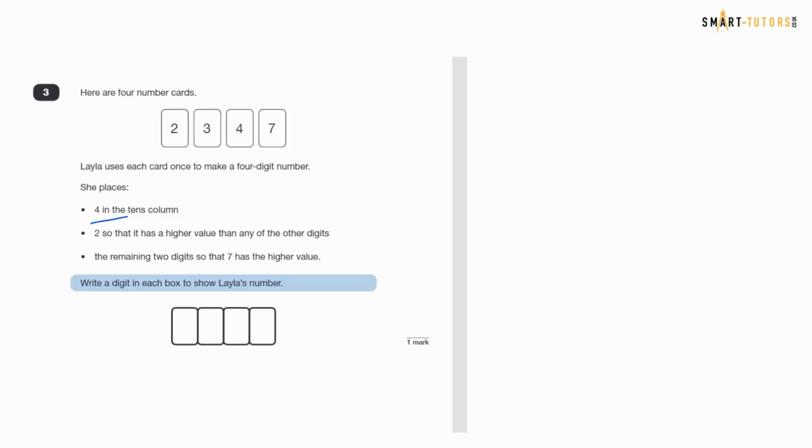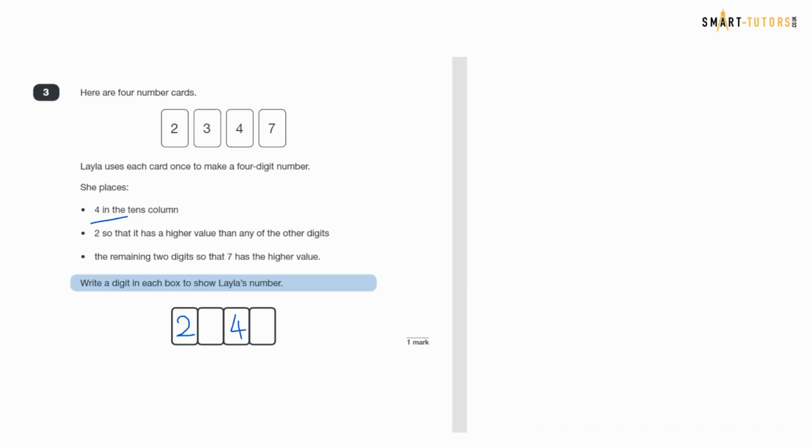I'll let Ivan explain. So, you have to follow the steps one by one. Starting from the beginning, they said to put 4 in the tens column, which is the second one from the right. And then the next one said 2, so that it has a higher value than any of the other digits. So, what do you think that means? Yes, definitely the first one, the thousands place. Then, the remaining 2 digits, so that 7 has the higher value.